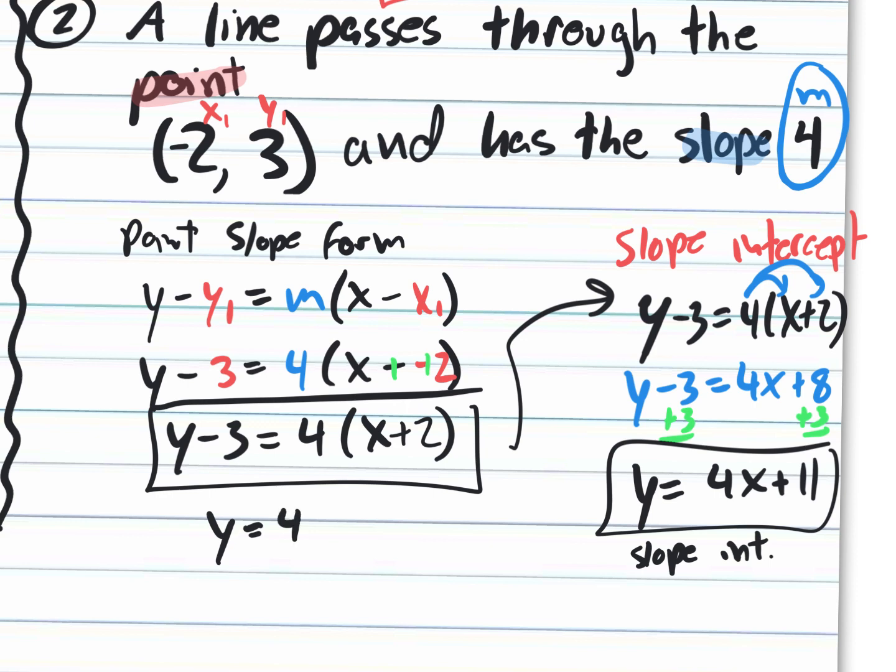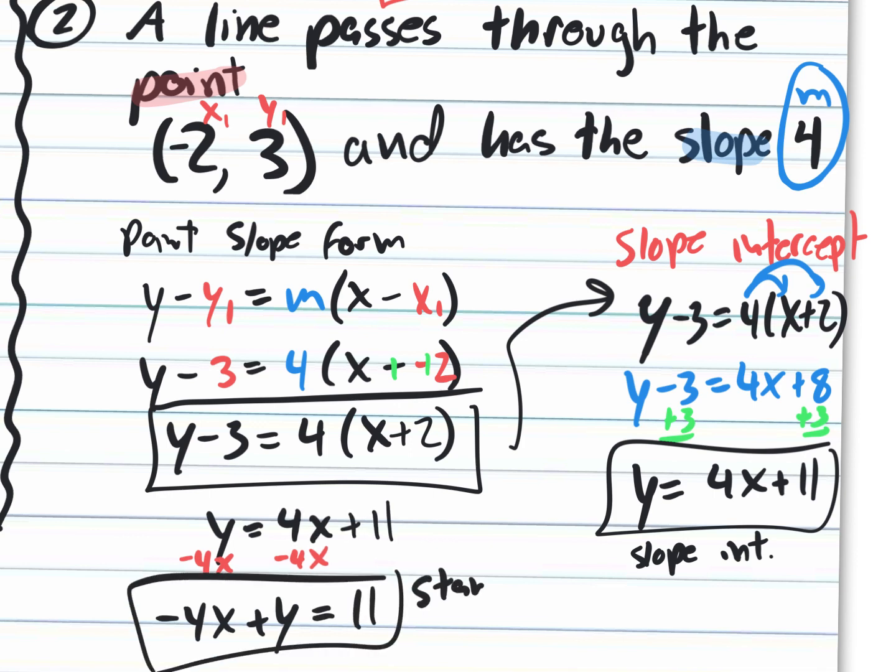So if I wanted to change y equals 4x plus 11 into standard form, I could simply subtract 4x, and I would now have negative 4x plus y equals 11. And that right there is standard form.